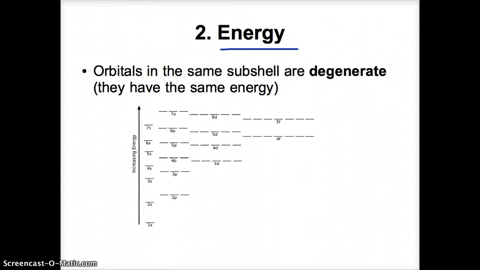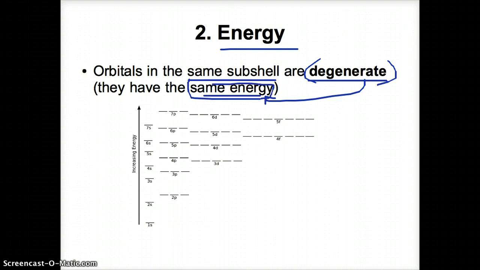Generally, orbitals in the same subshell tend to be degenerate. By degenerate, which you should write in parentheses, they tend to have the same energy. So you can just write down: orbitals in the same subshell are degenerate, and then in parentheses, same energy. For example, the 5 orbitals in the 3d subshell all have the same energy. Similarly, all 7 orbitals in the 4f subshell have the same energy.